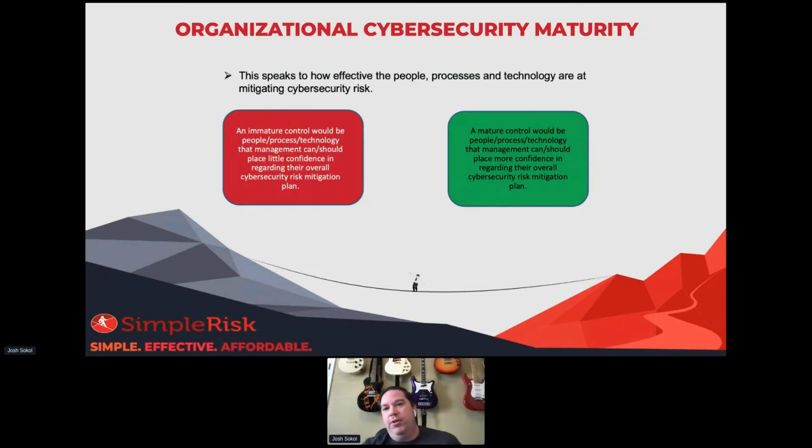So a quick example is if you had an immature control, that might be an endpoint that has basic password protection. There's not a lot there to protect the soft, squishy stuff on the inside. But a more mature control example might be that same endpoint, but now we're adding full disk encryption, we're doing complex password requirements, we're adding in multi-factor authentication. You get the idea, right?